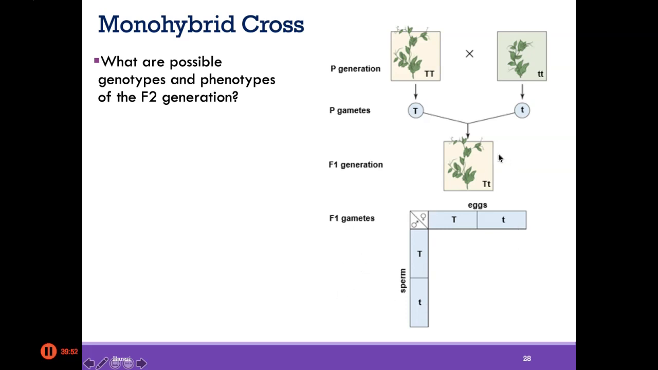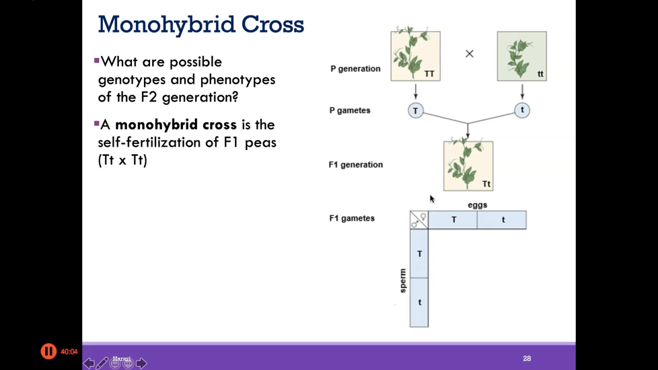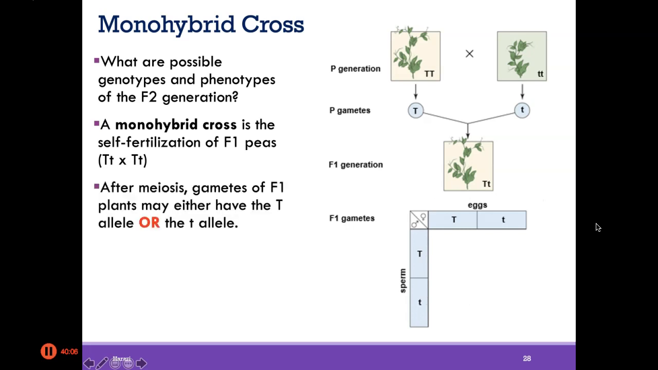Same thing, right? That other one, you're self-fertilizing it. So it could be a big T or a little t sperm. The egg could be big T or little t. The sperm could be big T or little t. So a monohybrid cross is the self-fertilization of this. And after meiosis, the gametes of the F1 plants, the eggs must have either a big T or the little t. The sperm will have a big T or a little t. And we know that during fertilization, it's random which sperm and which egg fertilize each other.